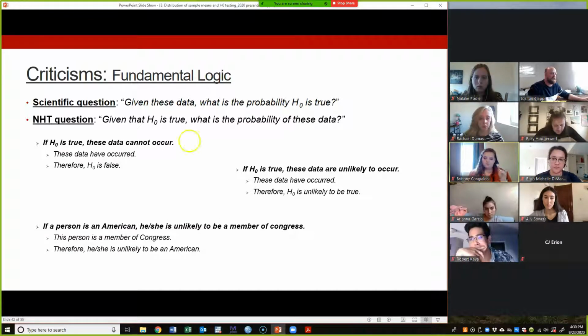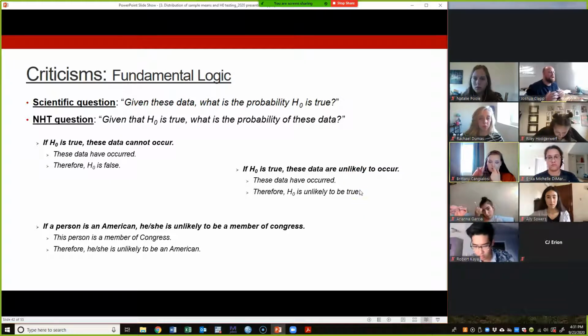So let's take this and actually give an example. If a person is an American, he or she is unlikely to be a member of Congress. This person is a member of Congress, therefore he or she is unlikely to be American. This seems sound and consistent. It seems like it should work, but when we actually start plugging things in, we see problems with the fundamental logic of things.